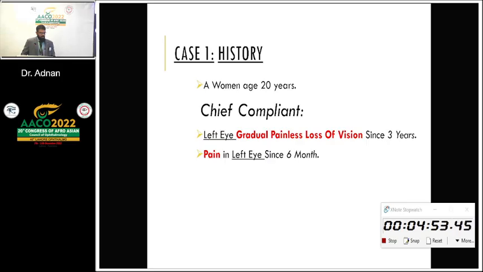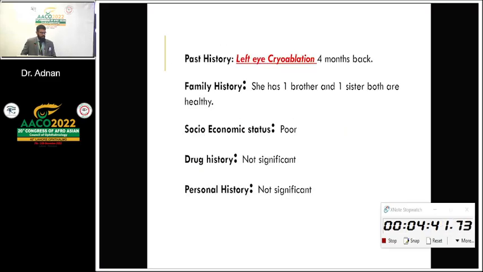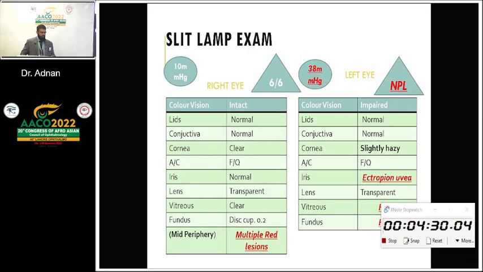Case number 1 is a woman aged 20 years who presented with the chief symptom of gradual painless loss of vision in the left eye since 3 years, and there was pain in the left eye since 6 months. Past history: she had a left eye lesion 4 months back. Family history: she had one brother and one sister, both healthy, and the rest of the history was not significant. On slit lamp examination, the only positive finding in the right eye was in the mid-periphery of the fundus: multiple red lesions in the retina.